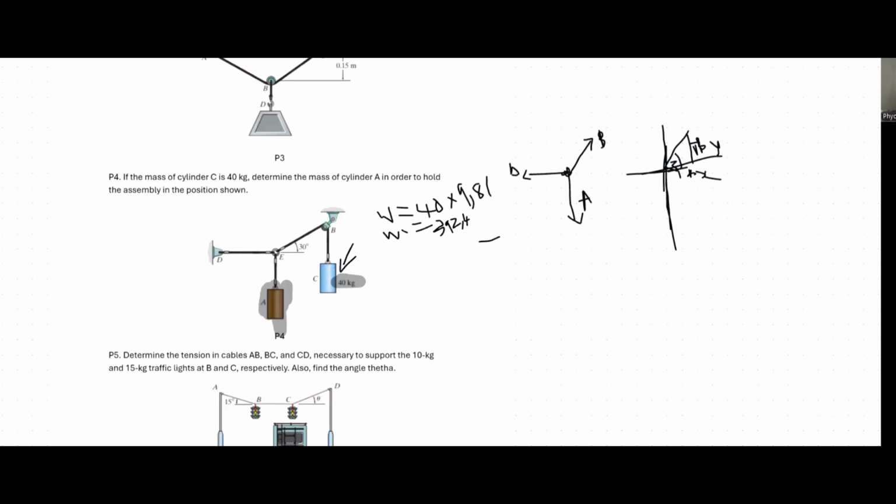So we are going to say weight A. We don't have the mass, multiplied by 9.81.